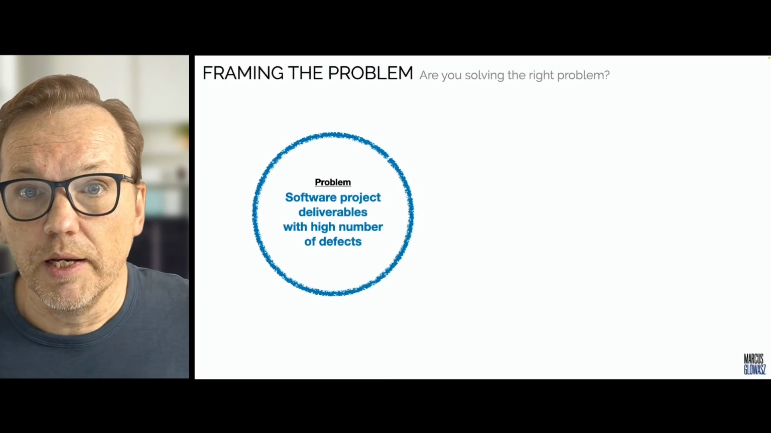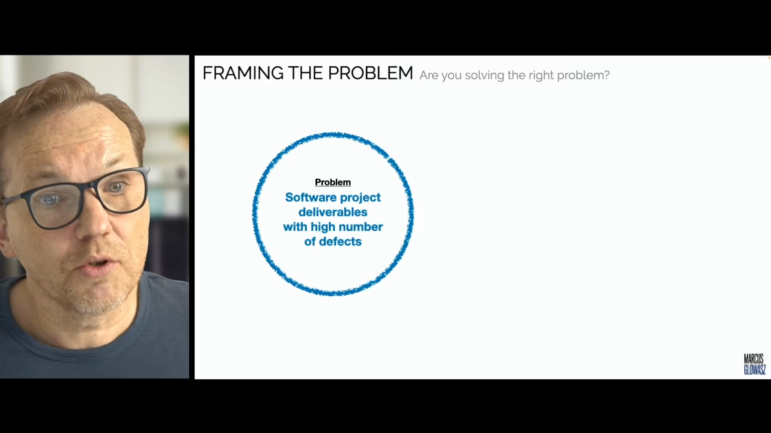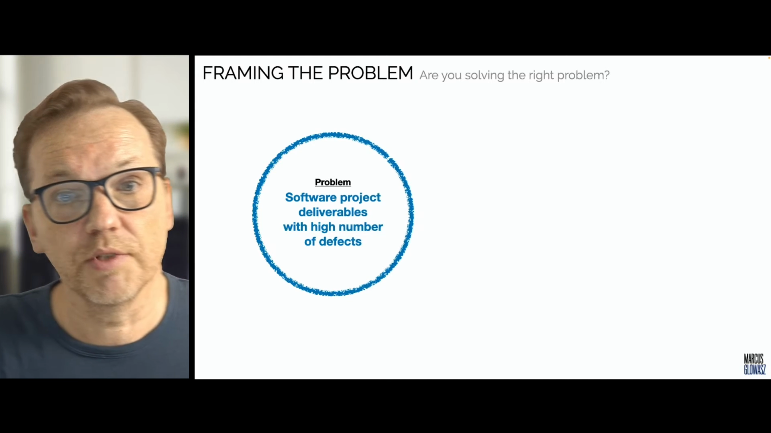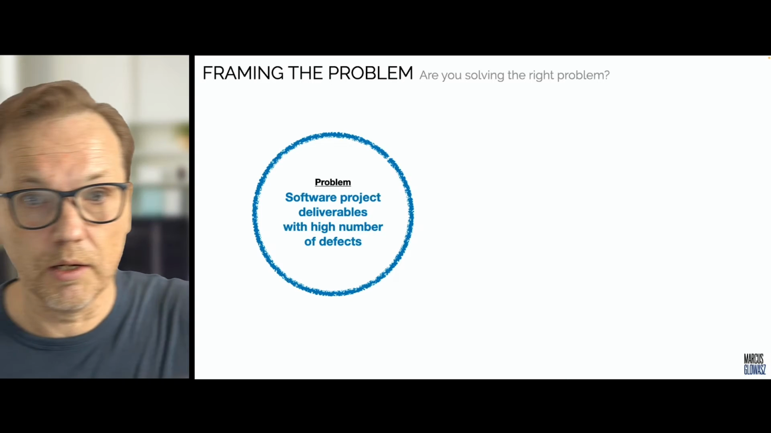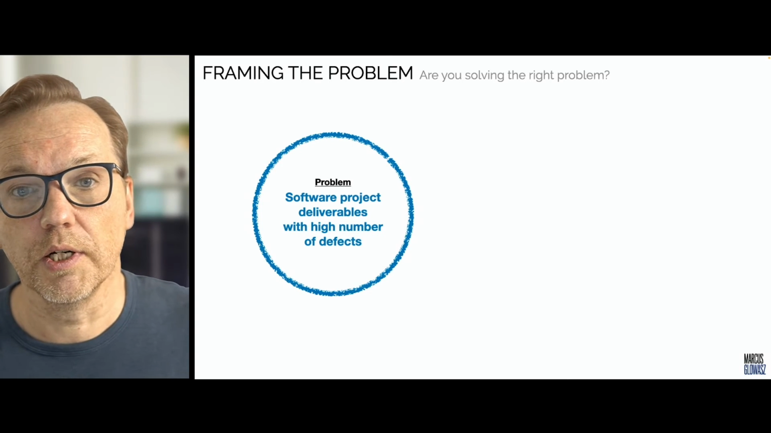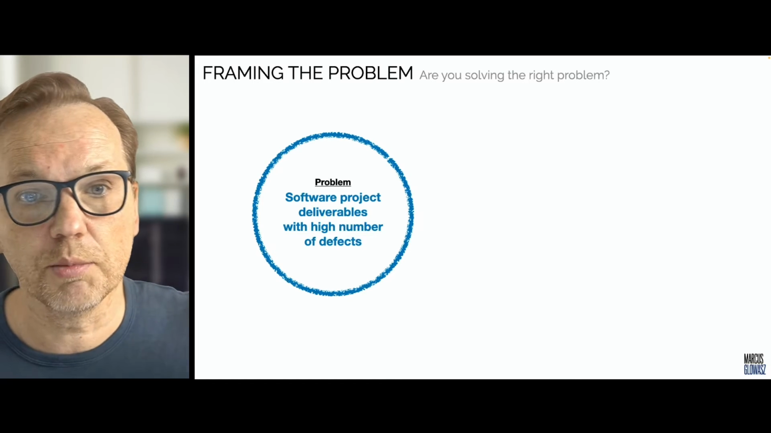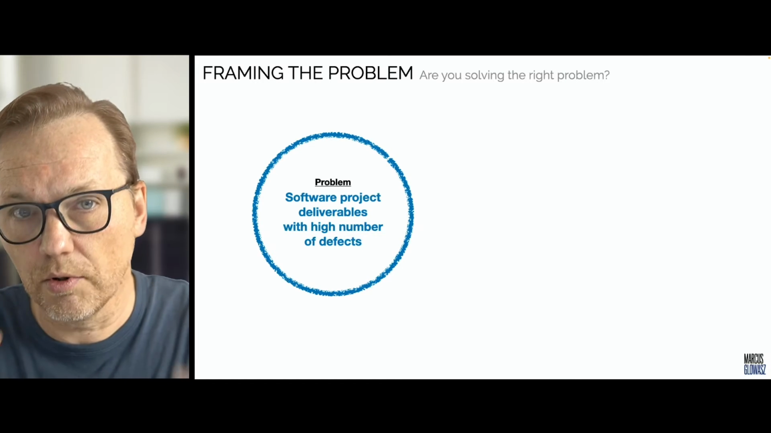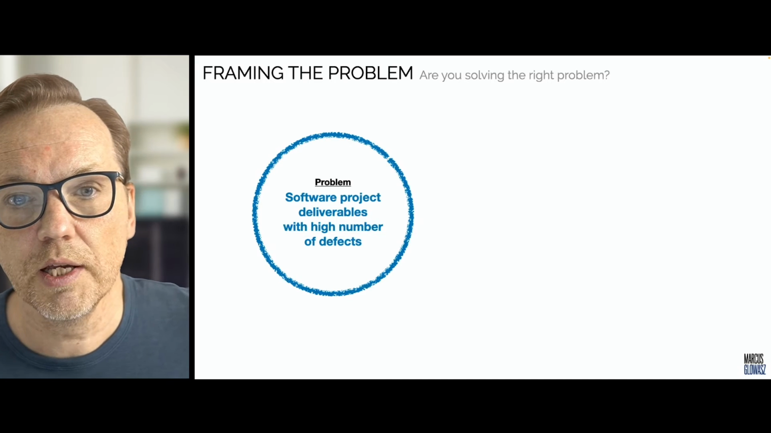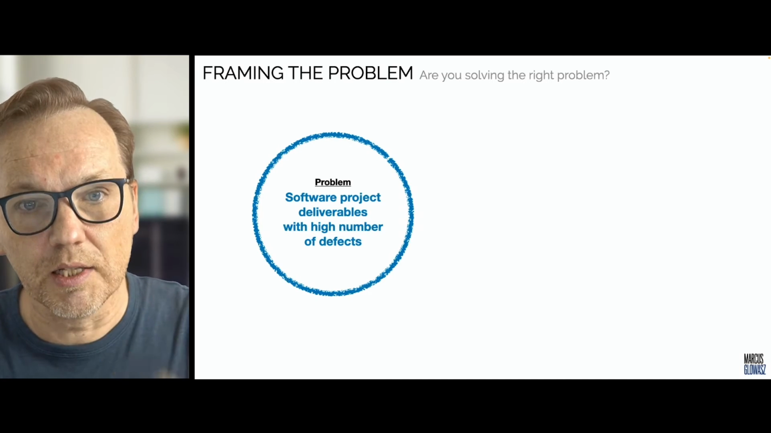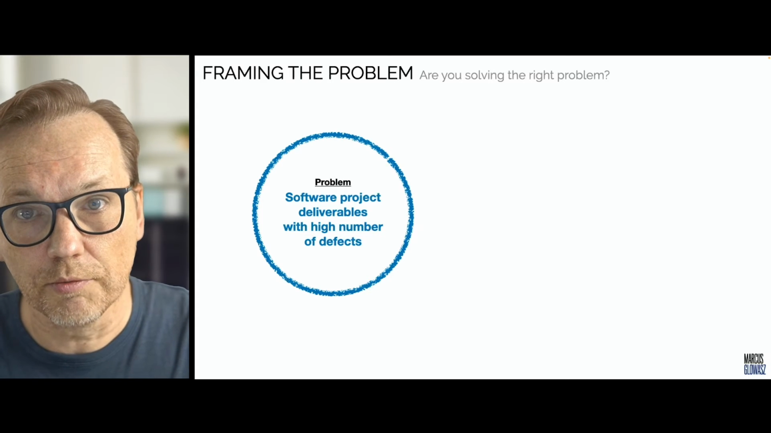And problem framing is really to understand, are we solving the right problem? So I've summarized what we just had on the previous slide, in terms of the problem, as software project deliverables with a high number of defects. Obviously, we have all these different details that we elaborated already, but let's put it this way right now: the software project deliverables with a higher number of defects. That's our problem to solve.